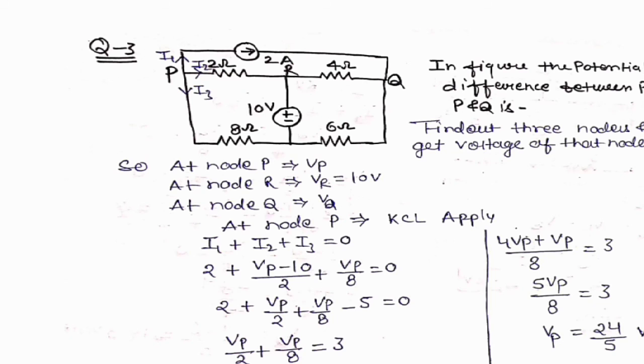What is the value of I2? Here VR is 10 volt, and this is Vp, so I2 is Vp minus 10 divided by 2. Plus I3, which is Vp divided by 8. Since this end is 0, Vp minus 0 divided by 8 is the I3. When you solve this, you will get the value of Vp, that is 24 divided by 5 volt.